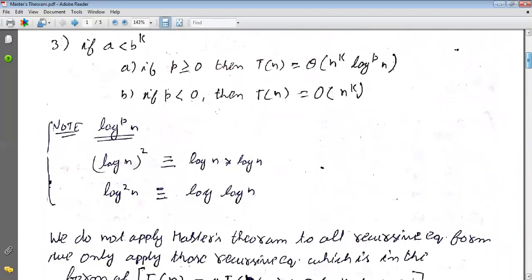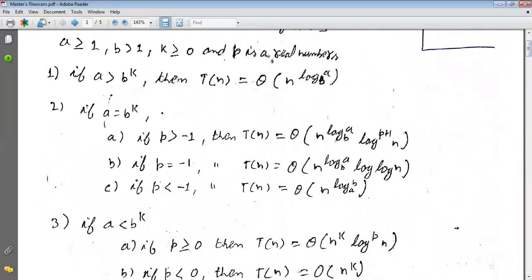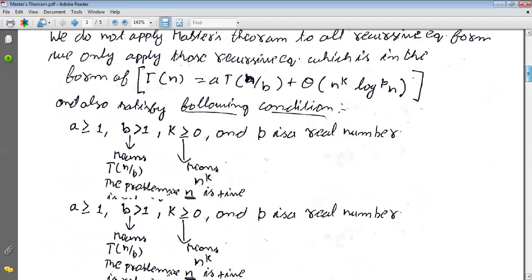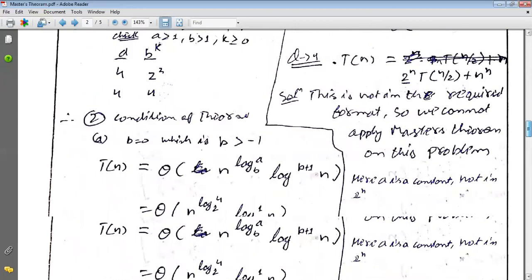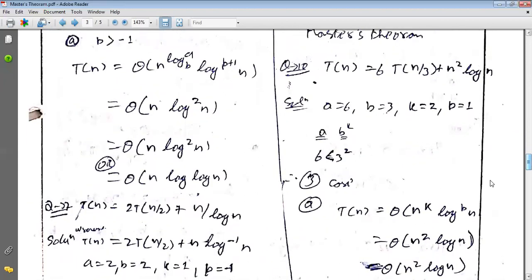Let me go through Master's theorem once again. If p is greater than 0, then the time complexity is theta of n to the power k log of n to the power p. So in this particular question, the value of k is 2 and the value of p is 1. Therefore it is n square log of n to the power 1. Therefore, the value is theta of n square log n.